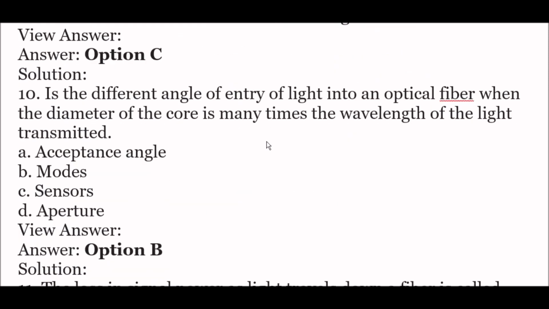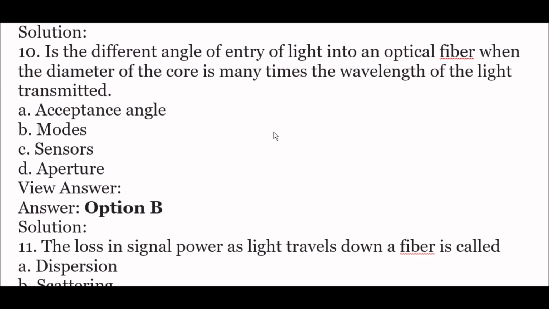Next question. What are the different angles of entry of light into an optical fiber when the diameter of the core is many times the wavelength of the light transmitted? Option A, acceptance angle. Option B, modes. Option C, sensors. Option D, aperture. Right answer is option B, modes.